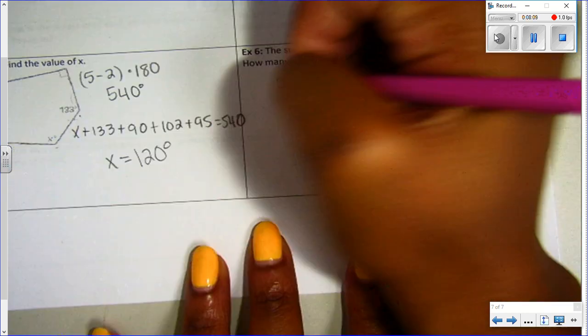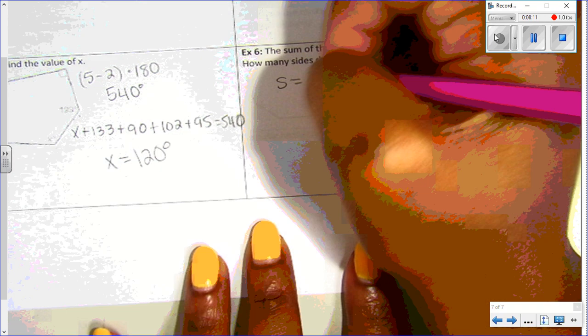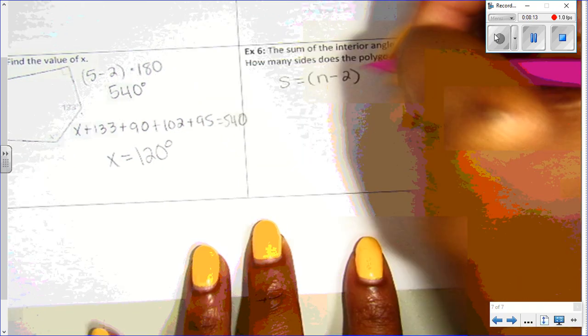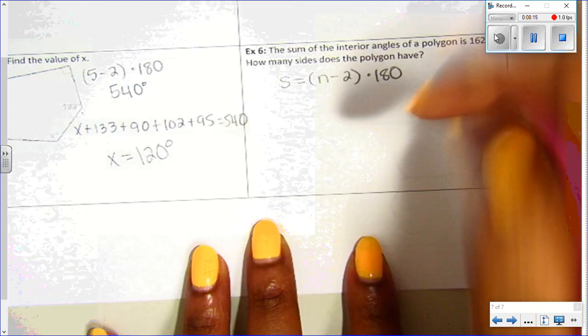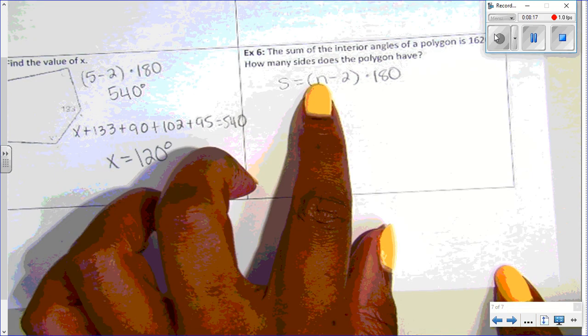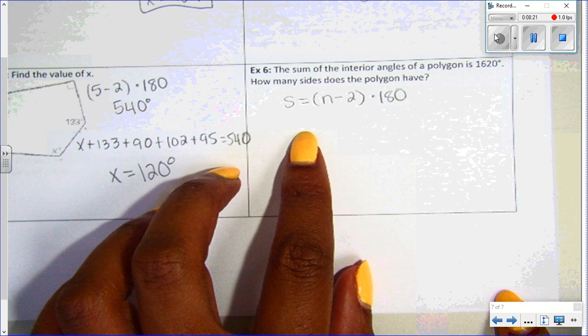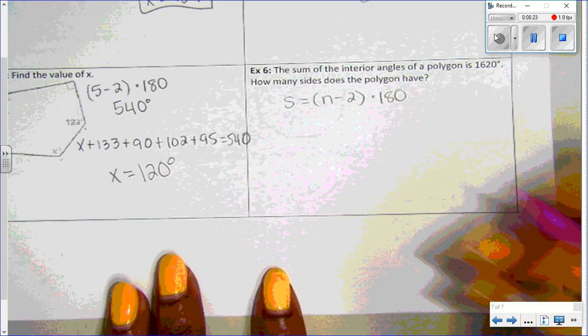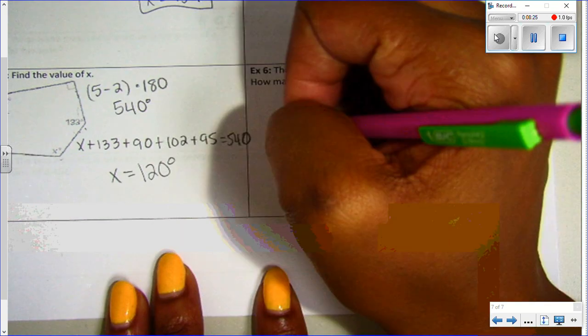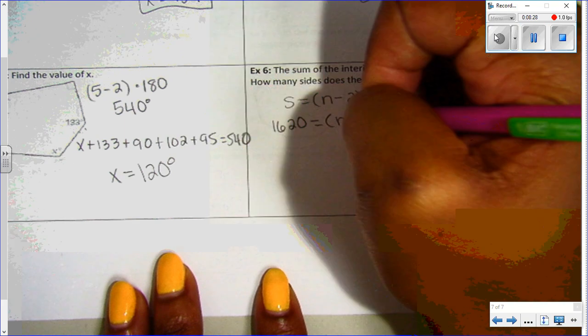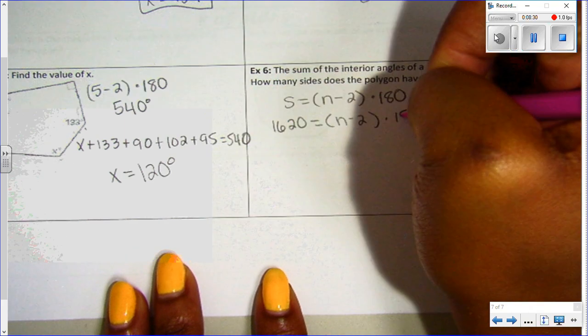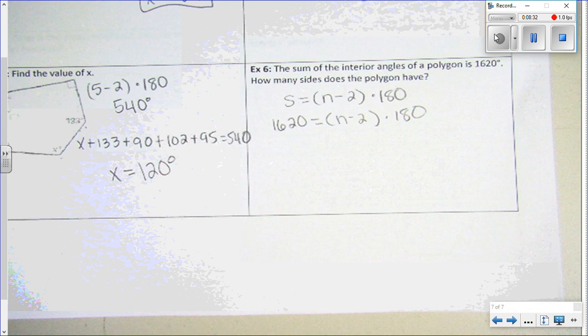So we have the formula, the sum is equal to the number of sides minus 2 times 180. Usually we're given the number of sides and we look for the sum, but now we have the sum and we're going to find the number of sides. So we're just going to go ahead and plug that in. So we have 1620 is equal to n minus 2 times 180.